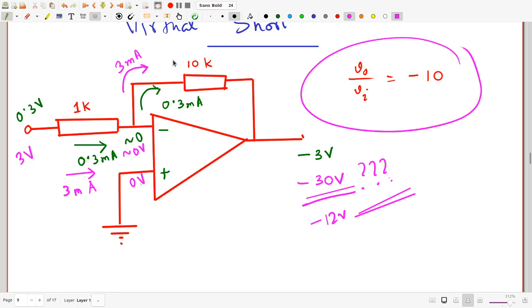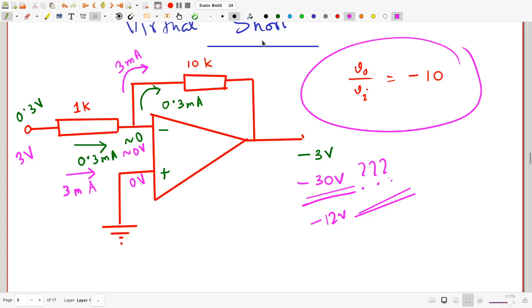Remember, virtual ground works only when the op-amp is in the linear region, and this is sort of circular, although really it's not, but it may sound circular, that the op-amp will work in the linear region only when you have a sufficient amount of negative feedback. You do have negative feedback here.